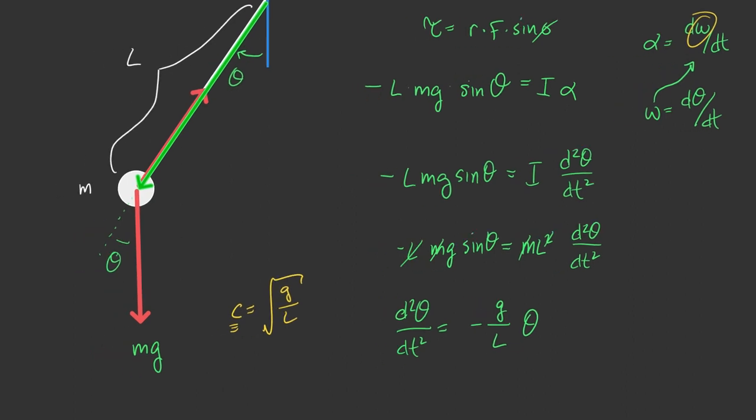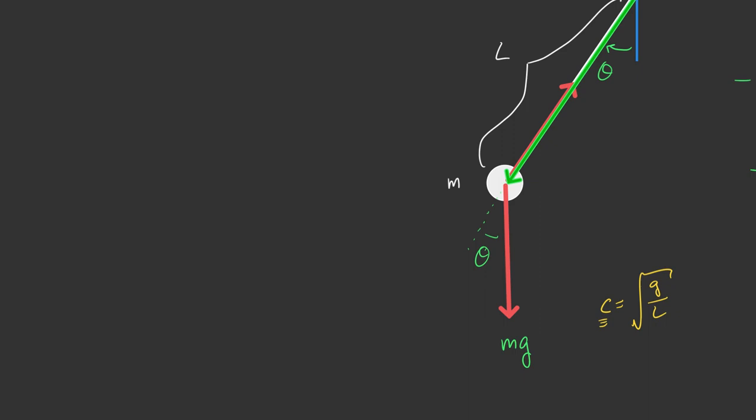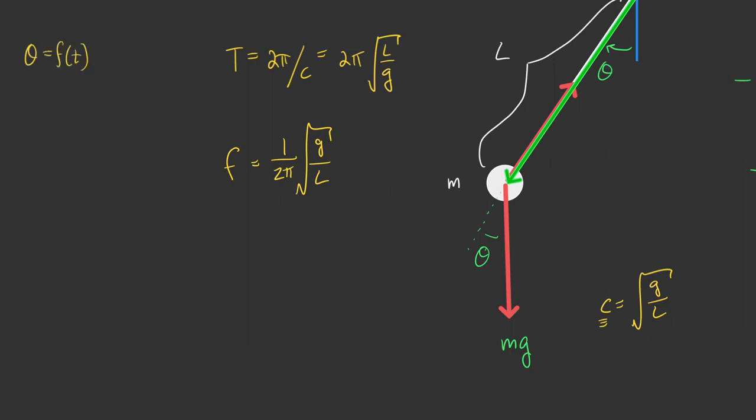But this also tells me a bunch of stuff about a pendulum all of a sudden. For example, T must equal 2 pi divided by c, or 2 pi times the square root of L over G. That must be the period of a pendulum. The frequency of a pendulum must be 1 over 2 pi times the square root of G over L. In fact, I could probably generate a whole host of equations right now. I could probably do theta as a function of t, omega as a function of t, and alpha as a function of t.